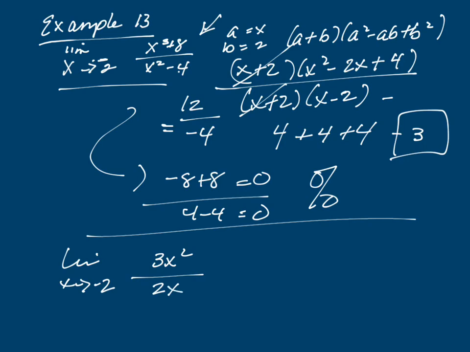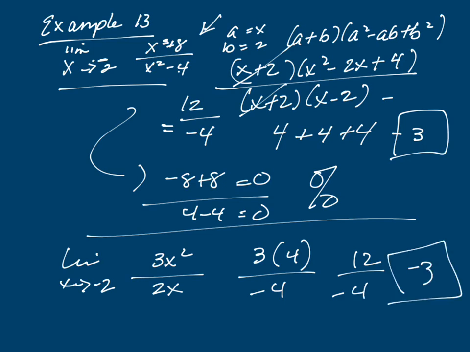Let's see, no, I think that's okay. That's 3 times 4 over negative 4, so there's your 12 over negative 4, and you get negative 3 again. So either way would work. Long way, L'Hopital way.